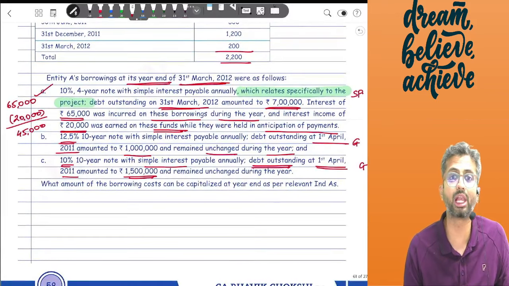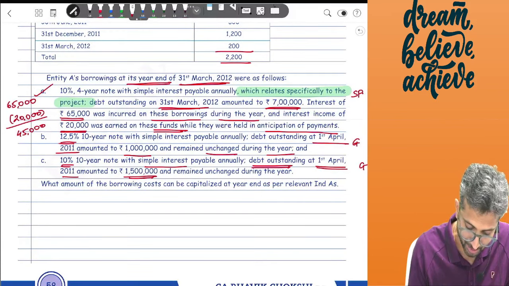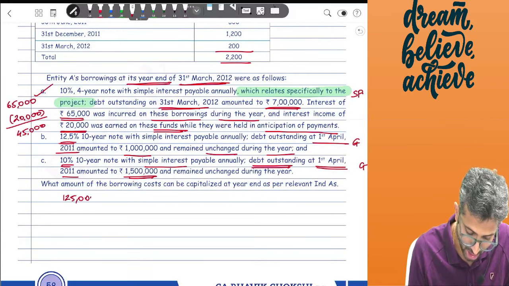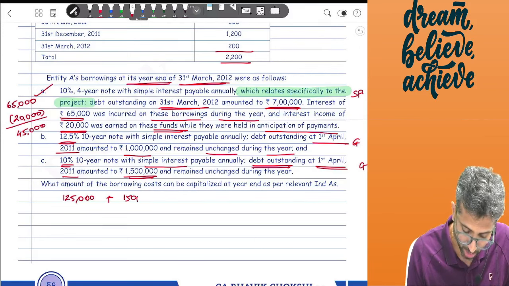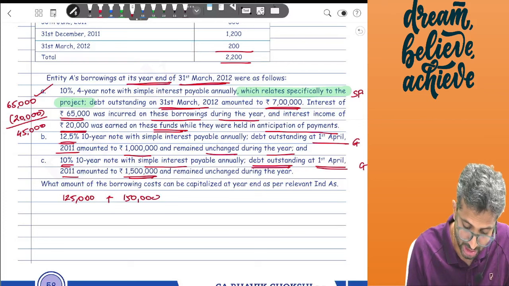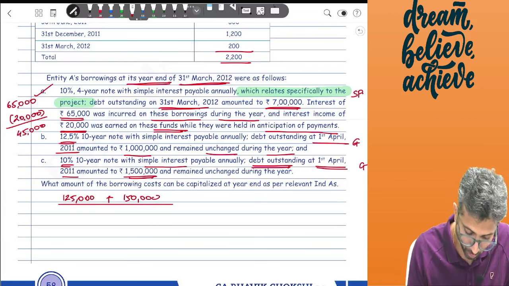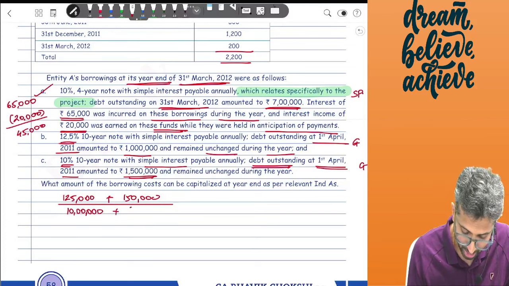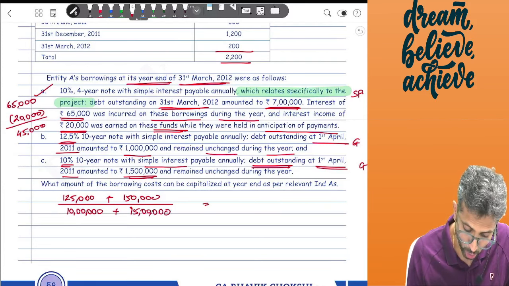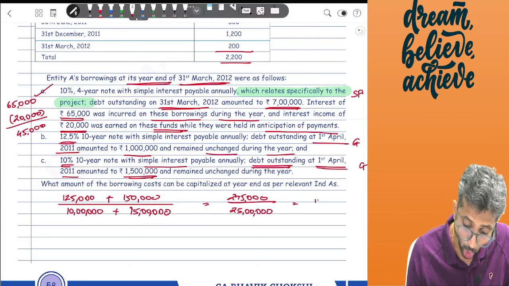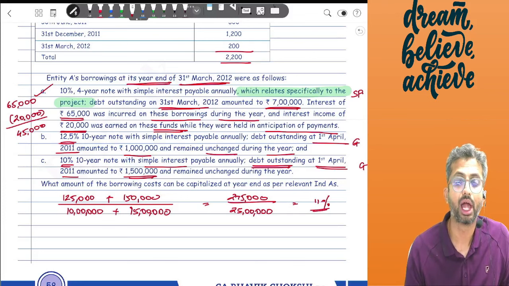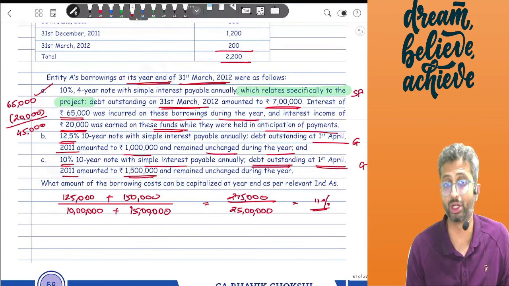For general borrowings, I need to calculate the weighted average borrowing rate, which will be 12.5% of 10 lakhs, which is 1,25,000, plus 10% of 15 lakhs, which is 1,50,000. So this is the actual borrowing cost that you are incurring throughout the year for a borrowing worth 10 lakhs and then a borrowing worth 15 lakhs. Effectively I'm paying 2,75,000 for a borrowing pool of 25 lakhs, which means for every rupee on an average, I'm paying 11%. And hence the weighted average borrowing rate comes to 11%.